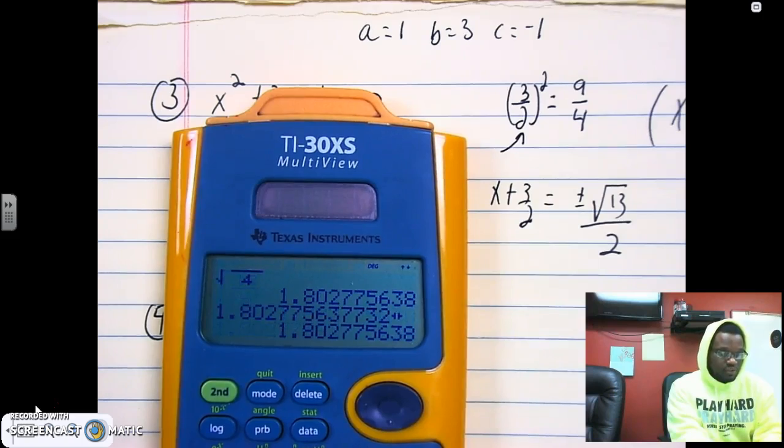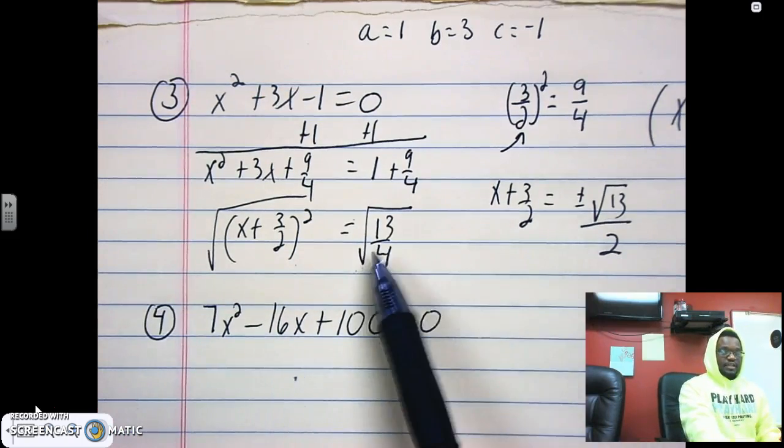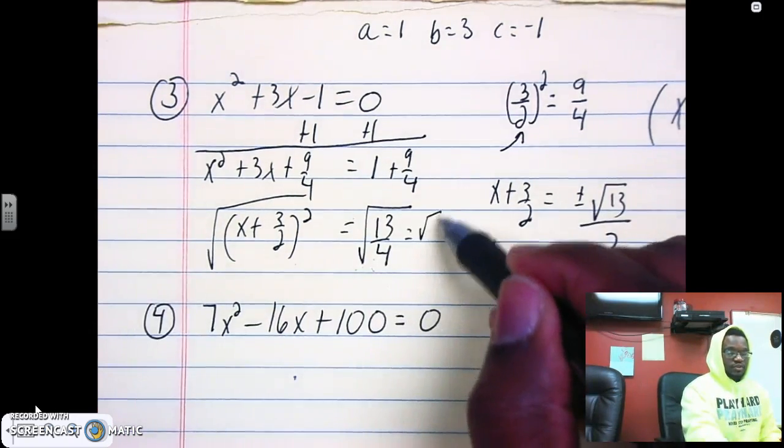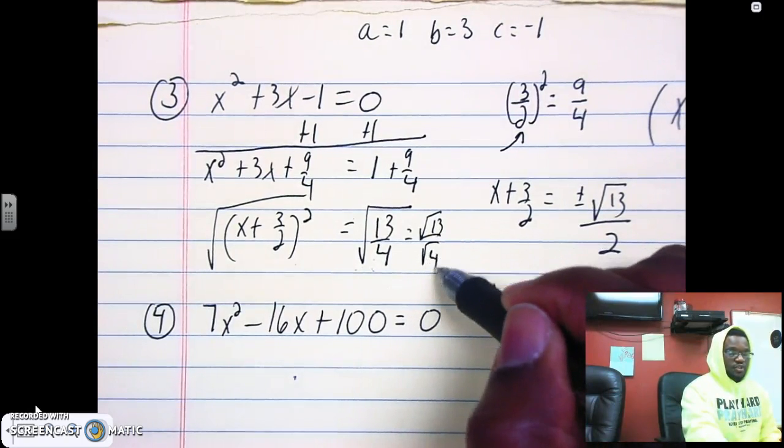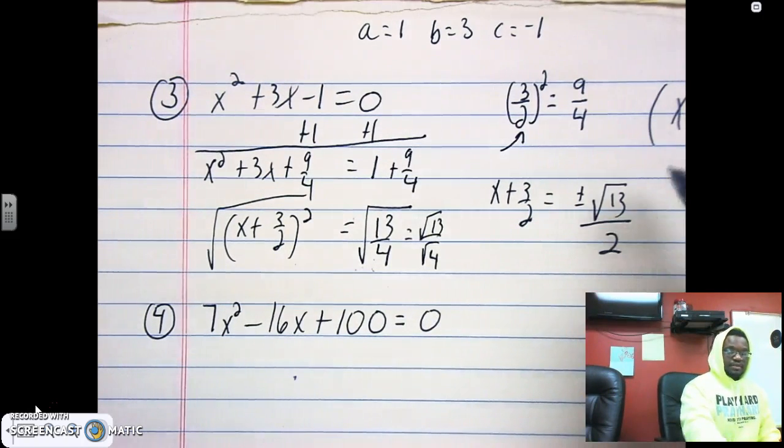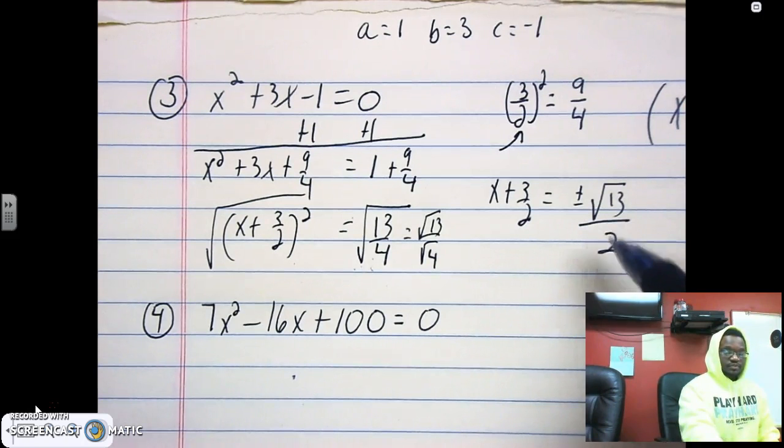And it won't change it. But take my word for it. That simplifies to the square root of 13 over square root of 4. And the square root of 4 is 2. So that's how I get plus or minus square root of 13 over 2.